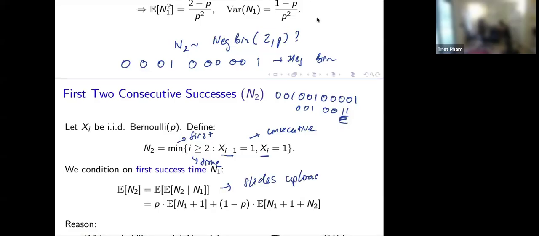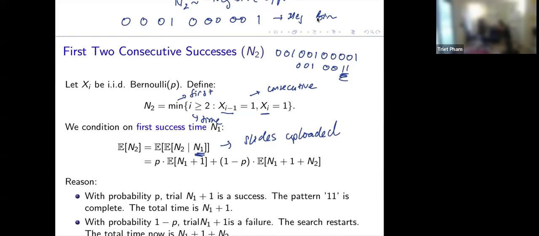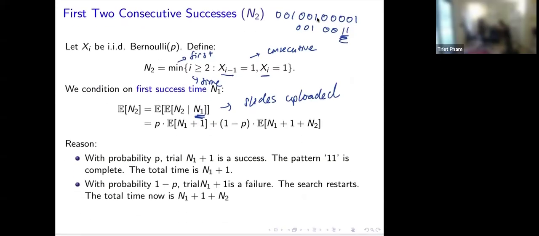This actually is not just conditioning on the time to a first success. It's not really just conditioning on time to a first success. I'll tell you why. Here the reason is, you have the first success. And this is also the reason why we choose N1 to condition on.